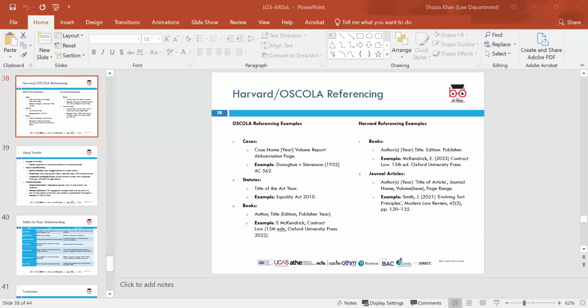So Harvard referencing is not the same as OSCOLA referencing. Harvard is the name and date style, while OSCOLA is a numeric style that uses footnotes. OSCOLA is the Oxford University Standard for Citation of Legal Authorities and is edited by the Oxford law faculty. OSCOLA enables you to quickly and easily cite legal resources such as cases, and it's a numeric style which uses footnotes as opposed to Harvard, which is the name and the date. So there's a difference between both of them. They're not exactly the same.